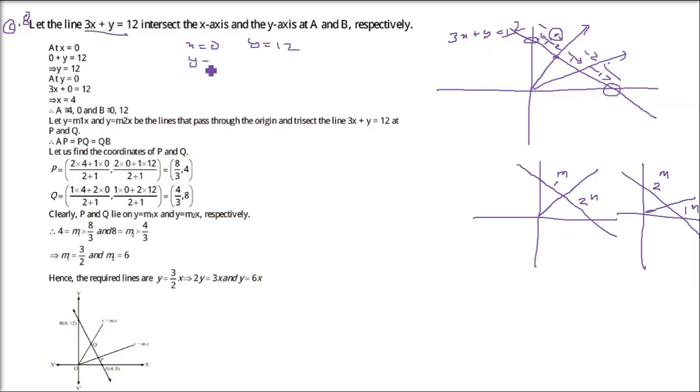So x equals 0, y will be 12. Y equals 0, 3x is 12, x will be equal to 12 by 3. So 12 by 3 is 4. So 0, 12 and 4, 0. So on the y axis it is 0, 12. On the x axis it will be 4, 0. Now we have the points also. You have these points. So let me write it here, 0, 12 and 4, 0.